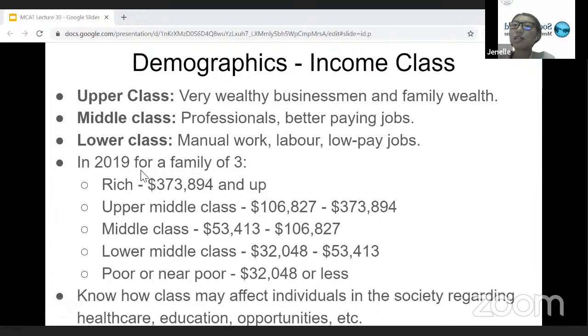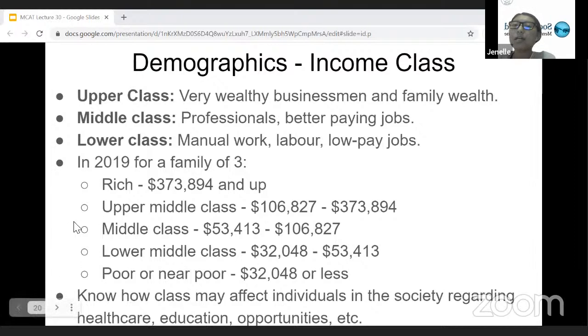But in 2019, for a family of 3, these were the values for how to separate people based on these groups. And I would suggest that it's probably best if you look up the time period closest to when you're taking your exams, so that would be the most representative of the population that most of the questions should be geared towards, if they talk about stratifying people by income class.